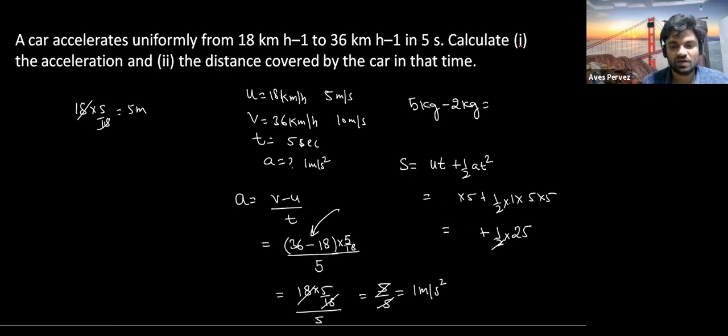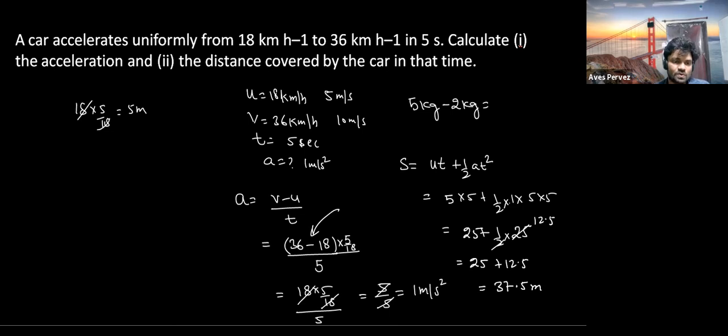You need to keep it, that is 5 into 5, that is 25. So you will get 25, and then you cut it, you will get 12.5. So plus 12.5, then you add, you will get 37.5 meter. Got it? Hamna, please do this one. Copy this one.